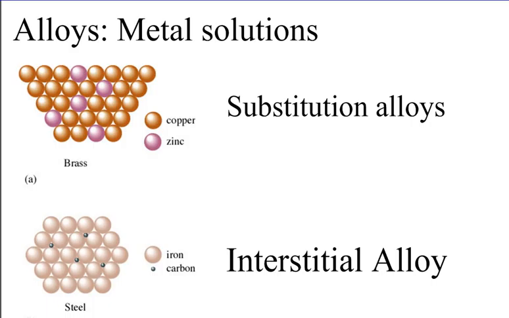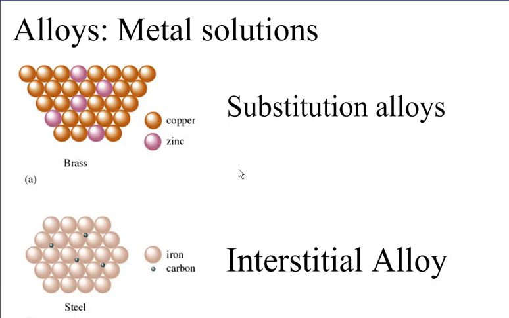Now, metals can be mixed, just like liquids can be mixed, into solutions. And when you make a metal solution, you're actually making what's called an alloy. And there are two types of alloys. You can have a substitution alloy or an interstitial alloy. A substitution alloy is when one element replaces another in the solid. So, for example, brass is a substitution alloy, where 2/3 of the metal of brass is copper and 1/3 is zinc, meaning zinc simply came in and displaced one of the coppers.